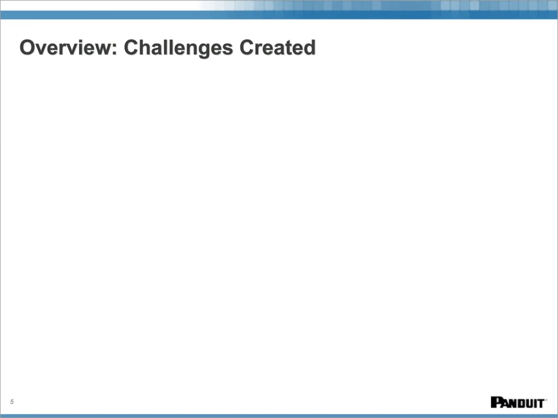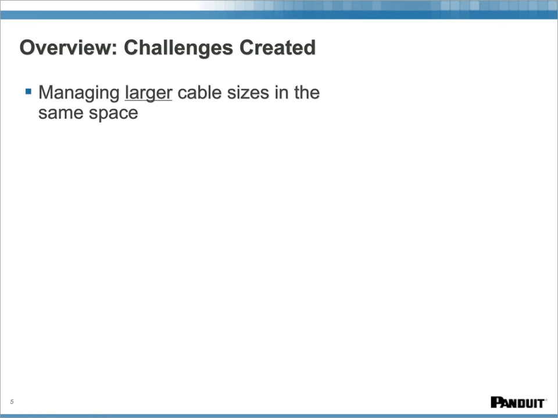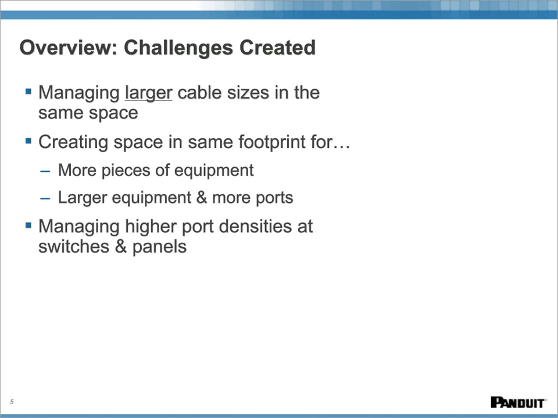And these changes create many challenges. Obviously, we've got a challenge of managing larger cable sizes in the same space because of that general Category 6 to 6A transition. We also have to create space in that existing footprint for those more pieces of equipment that we mentioned, and the fact that the equipment in many cases, such as the large chassis switch, because it's incorporating redundant power supplies and so forth and supervisor blades, is larger and we're seeing more ports.